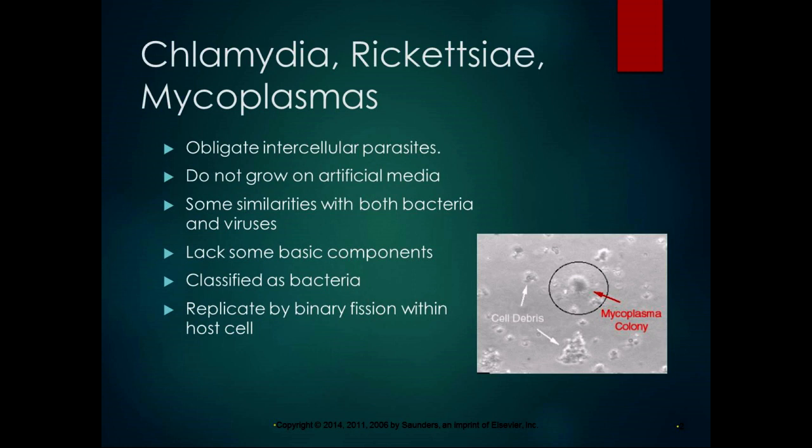Rickettsiae are like tiny gram-negative bacteria that live inside a host cell, and they're transmitted by insect vectors like lice or ticks. They cause diseases like typhus fever and Rocky Mountain spotted fever. So they attack our blood vessel walls, and they cause a rash and tiny little hemorrhages.